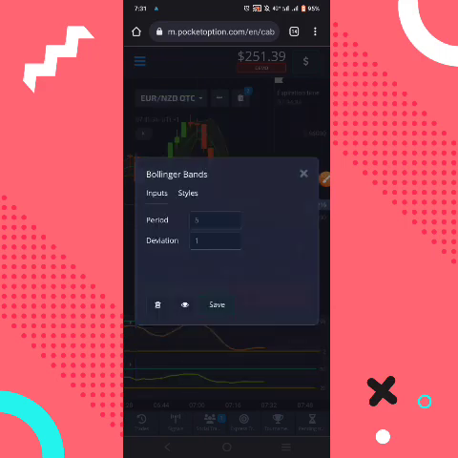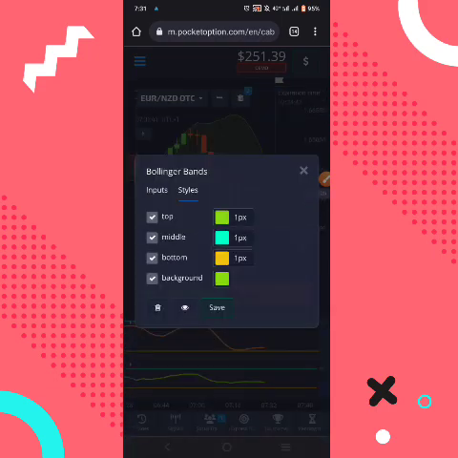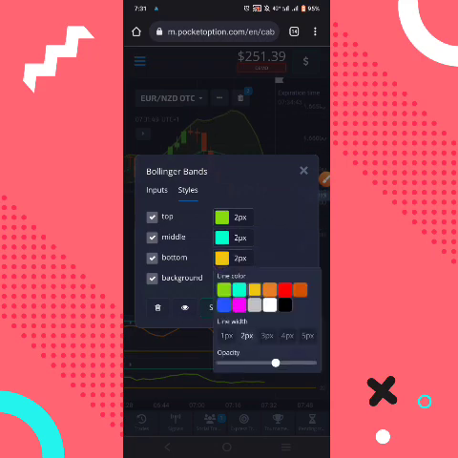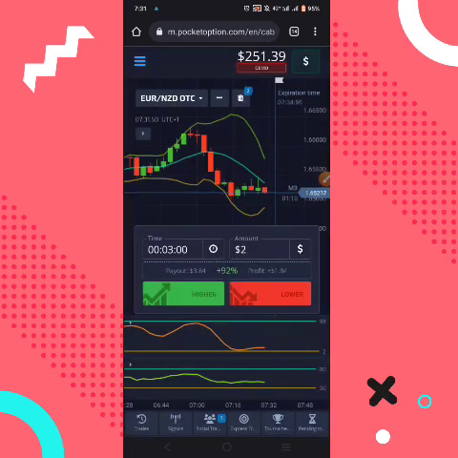Go to the settings. The period is 10 and the deviation is 2. Make the line thick and remove the background color. Then you save. Now these are the three things we need.